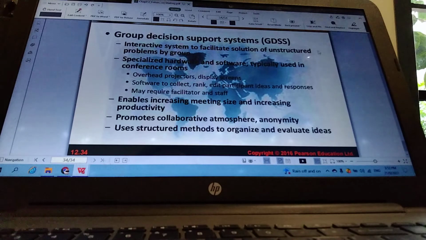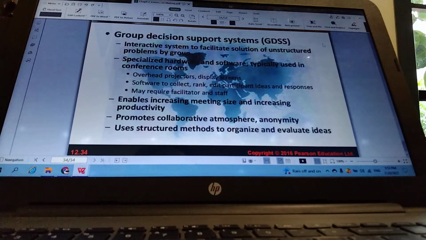In the last one or two slides, there is also a system known as the group decision support system, which has more capabilities and is quite similar to a decision support system. It is an interactive system to facilitate the solution of unstructured problems by a group, especially by the top management or middle management.